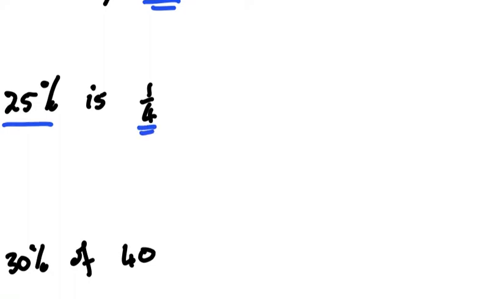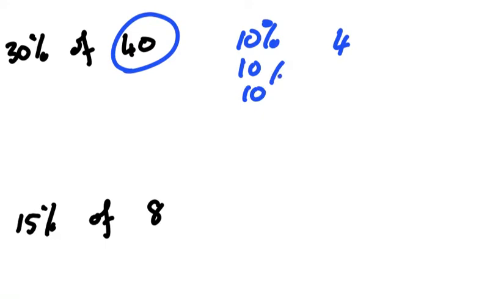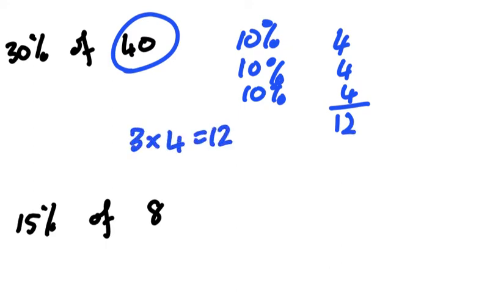So let's do a few examples. 30% of 40. First of all, I'm going to find 10% of 40. I know that 10% is 4. If I want 30%, I've got 10, 20, 30%. I need 3 lots of 4. 4, 4, 4. That's going to give me 12. I could have just gone 3 times 4 is 12. So 30% of 40 is 12.